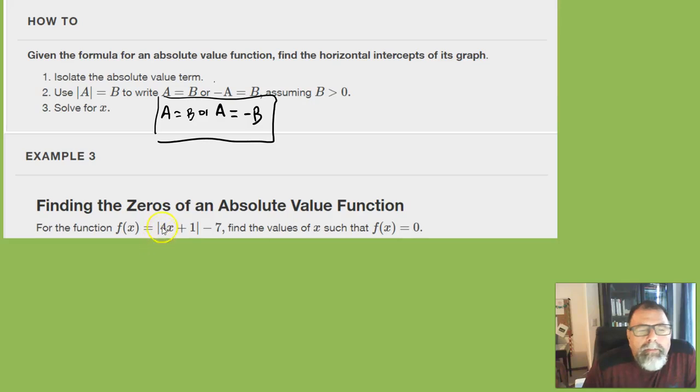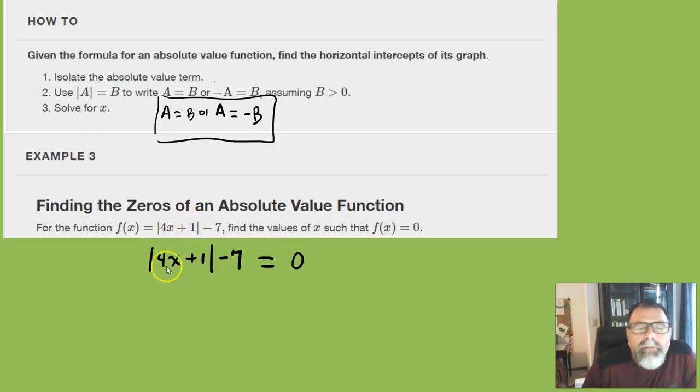All right. So our first step is we want to find the zeros of an absolute value function. So the zeros of a function is when the function value is equal to 0. So this is the function value, the formula. So we're going to substitute this absolute value of 4x plus 1 minus 7 in for the f of x and solve it for x. Those x values are what we call the zeros of the function. So you just take the function and set it equal to 0 and then solve it for x.